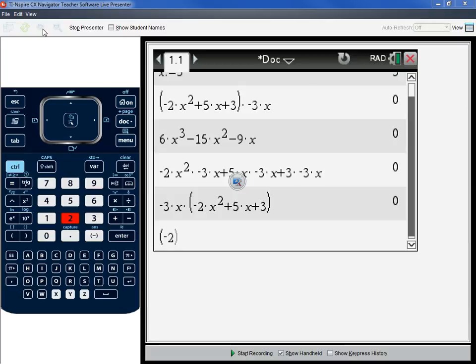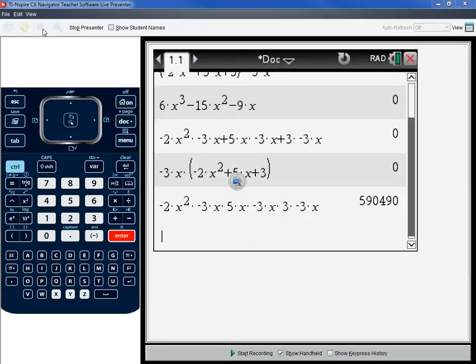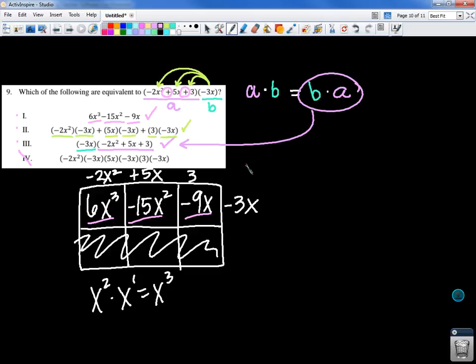Let's see about that last one. Negative 2x squared, close, open, negative 3x, close, open, negative 3x, close, open, 3, close, open, negative 3x, close. Not 0. Not even close. Because they multiplied everything together instead of adding. Silly, silly math problem. So it looks like it's just 1, 2, and 3. And we're done.